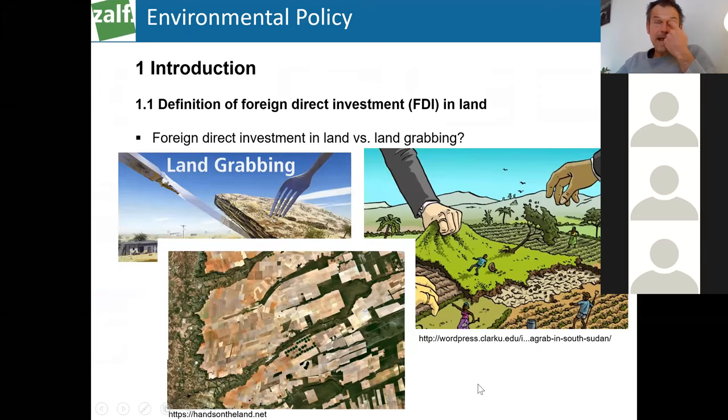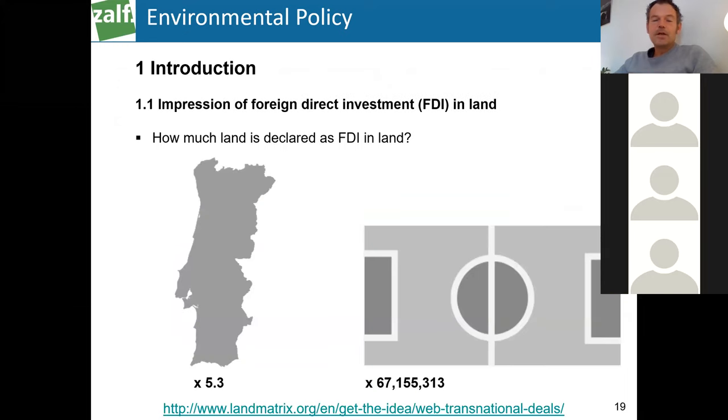And you know this land grabbing issue, and I will just give you, if you see the PowerPoint now, no objection, okay, some ideas of what's going on in this area, and then we come to a small exercise here.